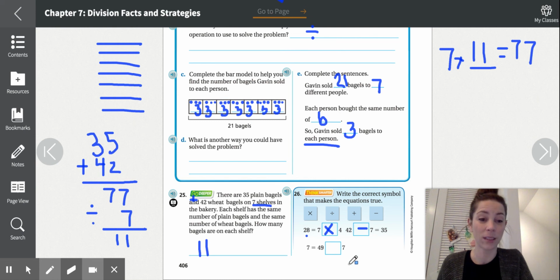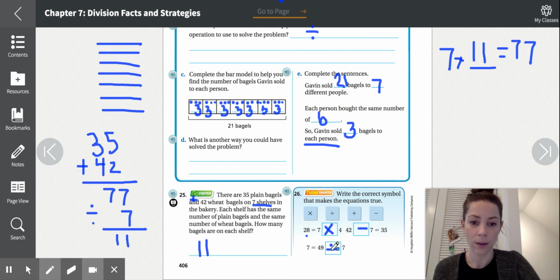Okay, last one. 49 times 7. When you multiply, the number gets bigger. So it can't equal 7. 49 divided by 7 is 7. So if you had division here, you were correct.